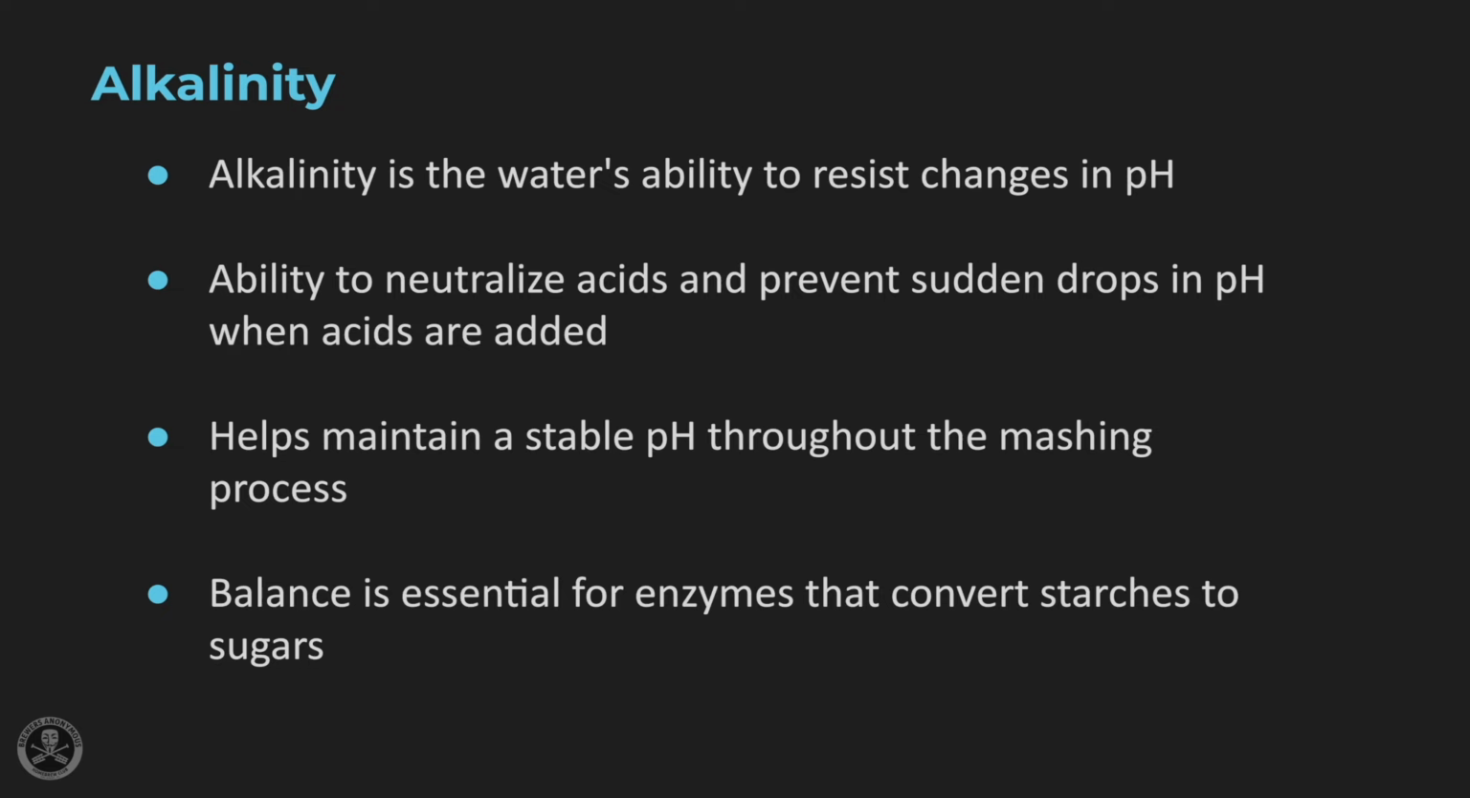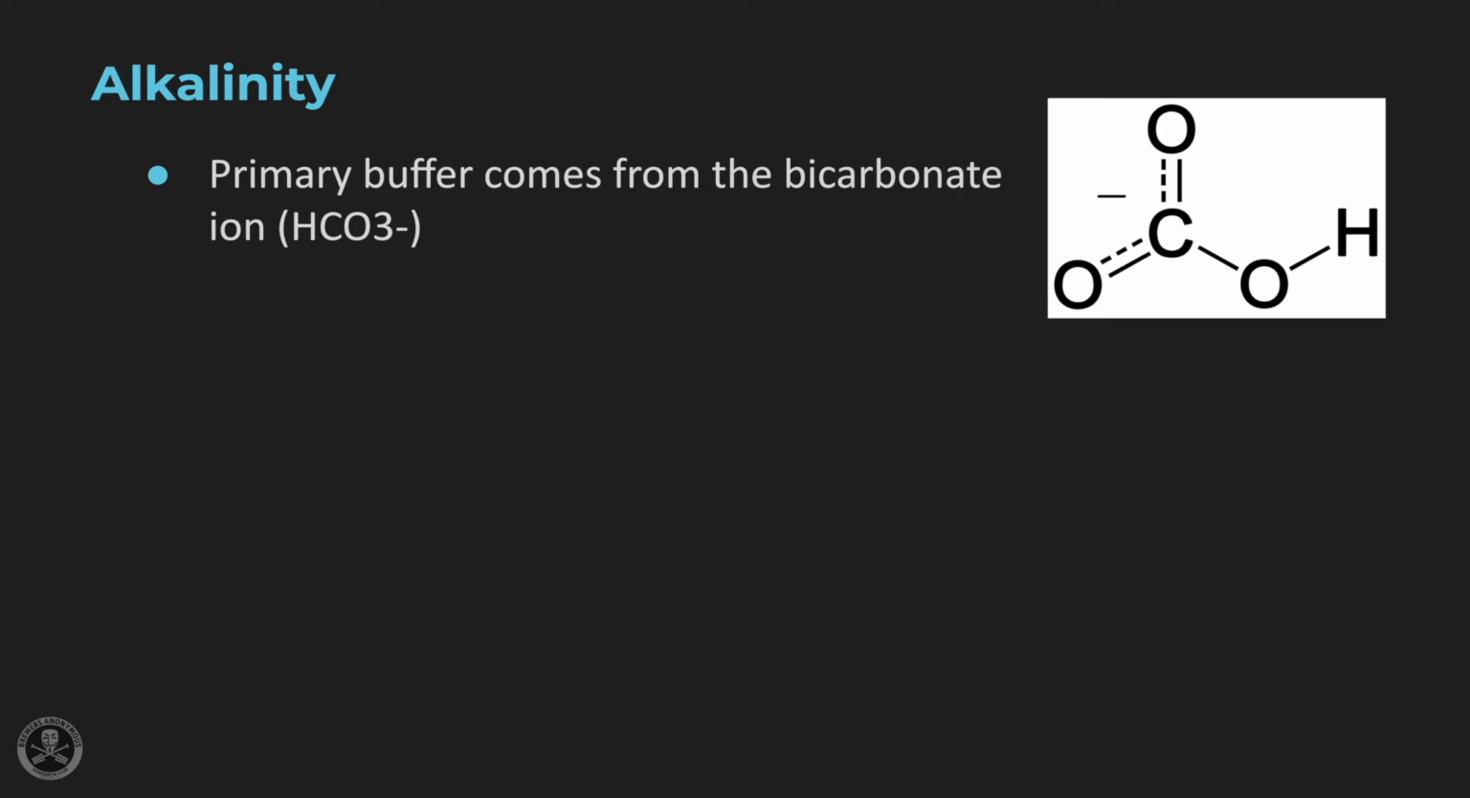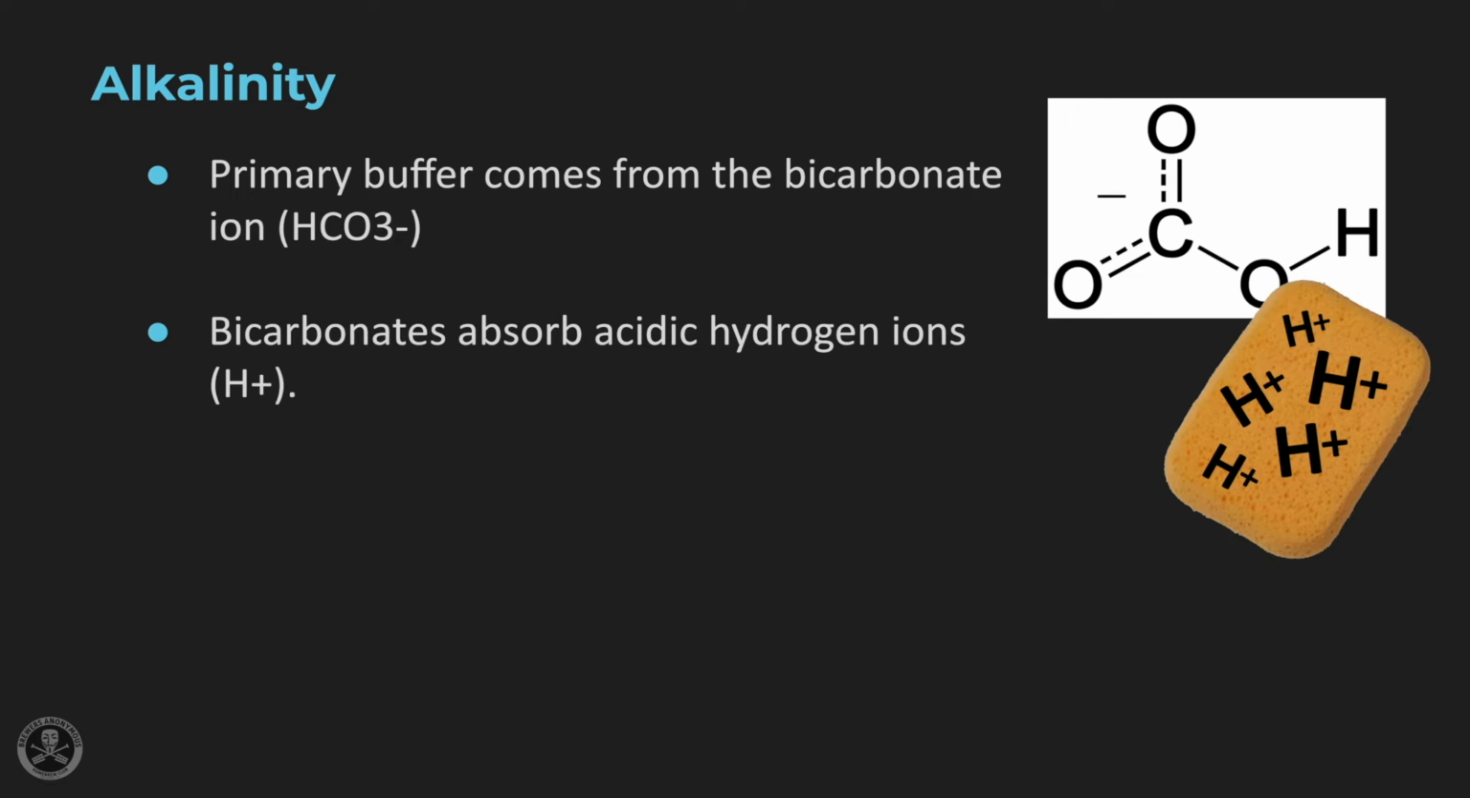So what's going on in water to actually achieve this balance? Where is this buffering power coming from? Primarily, in brewing at least, it comes from the bicarbonate ion. Bicarbonate ions soak up acidic hydrogen ions that prevent the pH from dropping too much too easily. If you look at this quick image I threw together, it's essentially a sponge for those hydrogen ions.